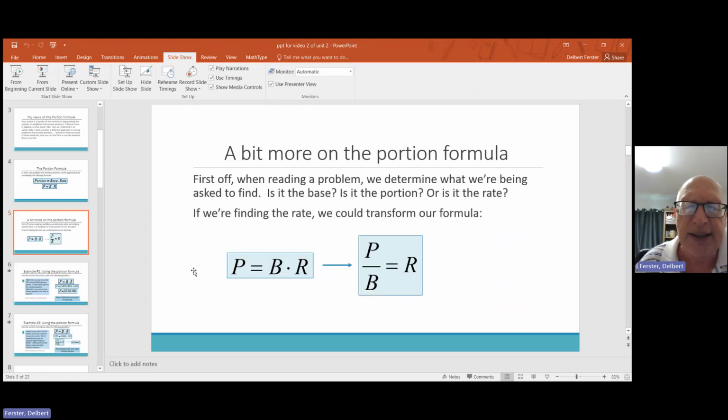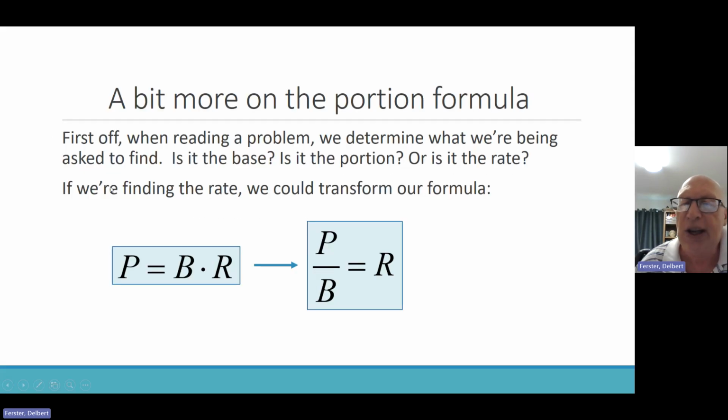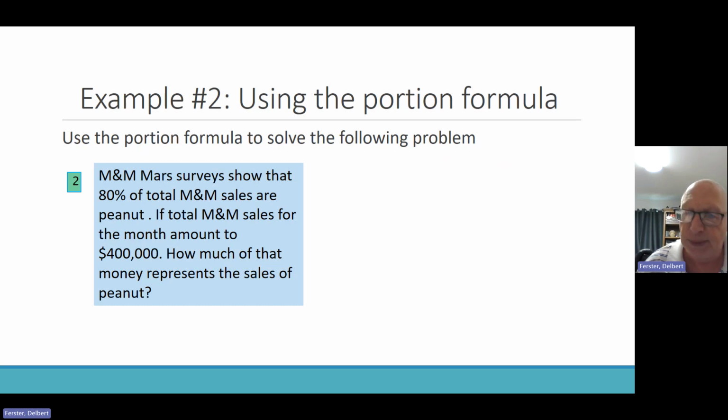Your author sometimes says, hey, you know what would be really cool if we could find a different formula that would let us find a different value, like for instance, maybe the rate. Me personally, I don't know that it's worth memorizing that formula on the right-hand side because I think you could just solve for R using your algebra sense. So from my perspective, stay with P equals BR. And if you have to find out what base is, just do what you've got to do in the midst of the algebra.